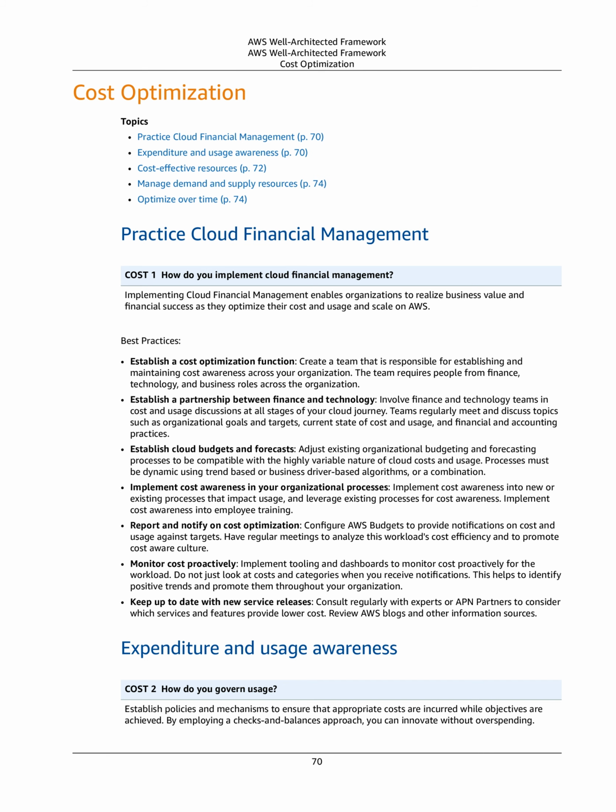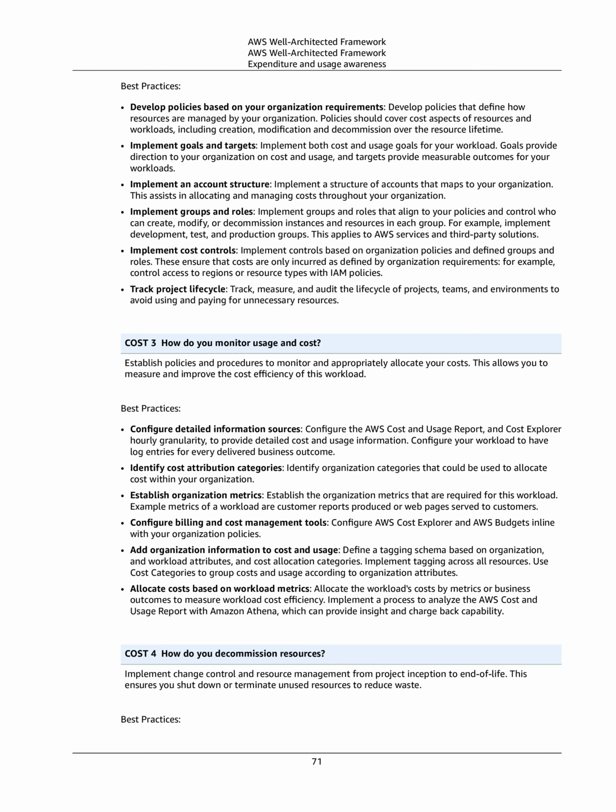Expenditure and usage awareness. Cost 2. How do you govern usage? Establish policies and mechanisms to ensure that appropriate costs are incurred while objectives are achieved. By employing a checks and balances approach, you can innovate without overspending. Best practices. Develop policies based on your organization requirements.